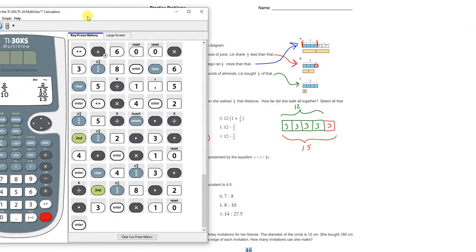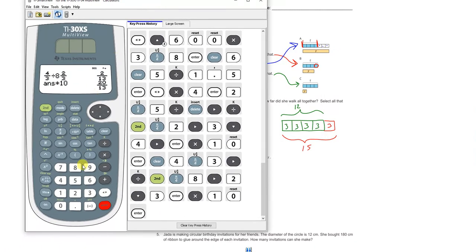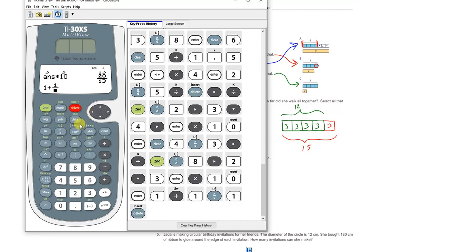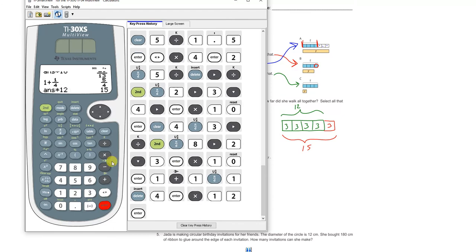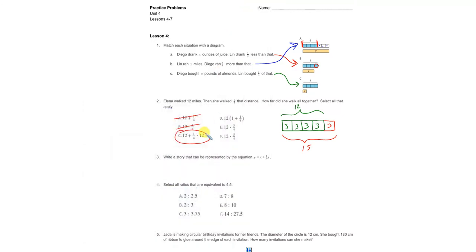If you add 1 plus a quarter, you get 1 and a quarter, obviously. 1 plus 1 over 4, you get 1 and a quarter, or 5/4. And if you multiply that by 12, we're hoping to get 15. And it does. So that one does work also. That one's a good choice.